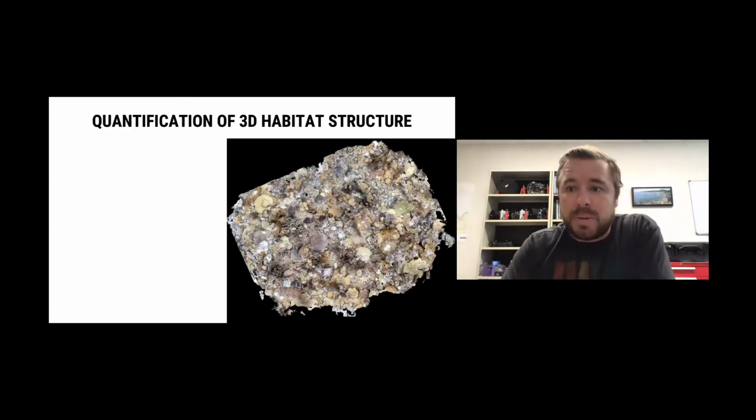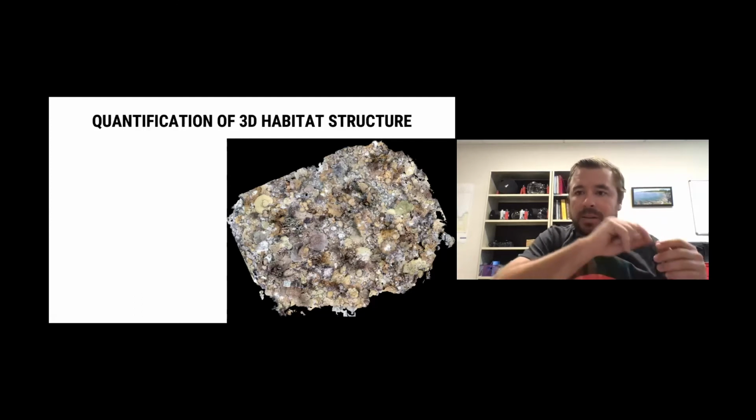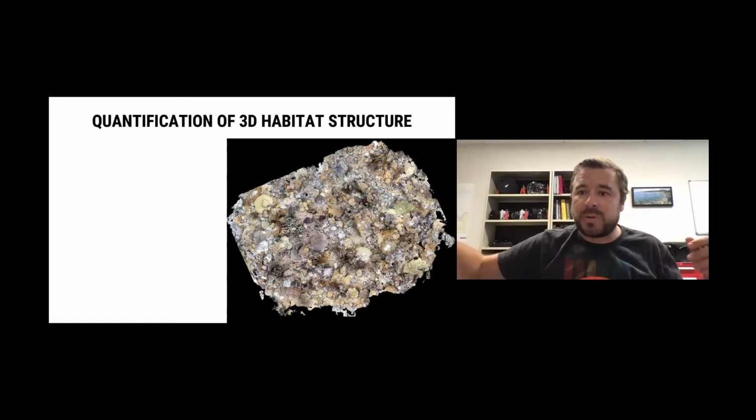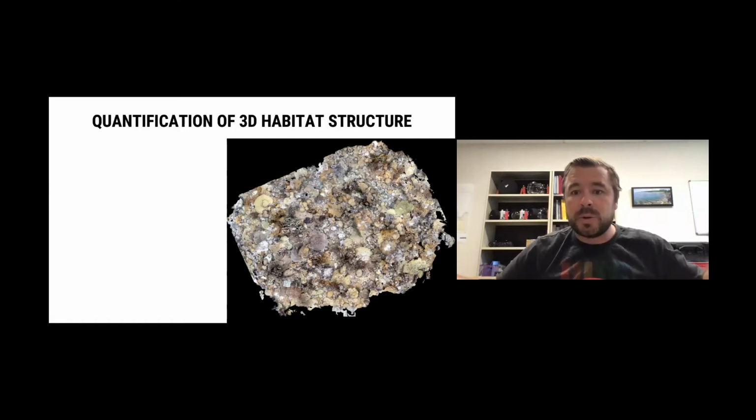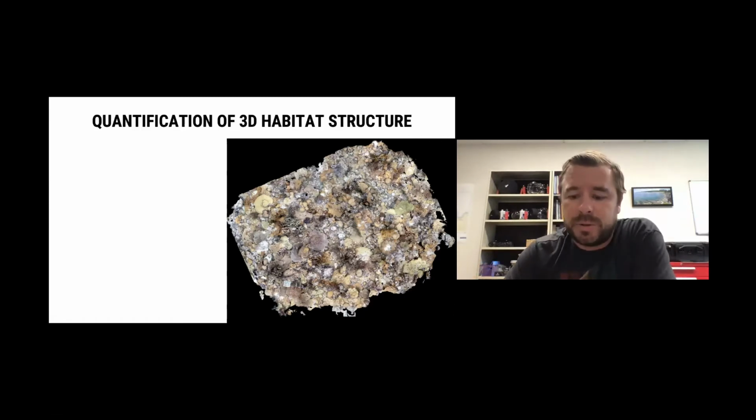So once I made the models, I realized, well, now I need a way to compute what I'm seeing. Historically, complexity had always been measured as rugosity, where divers would literally lay down a chain over the contour of the reef and then compare that chain length to its linear distance. So it's very crude. It works well, but it's very crude.